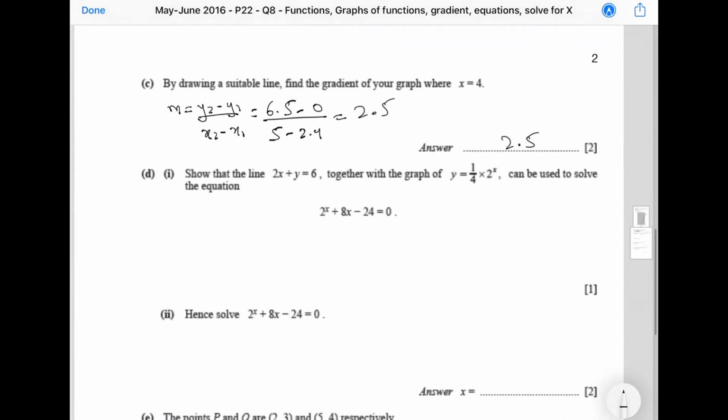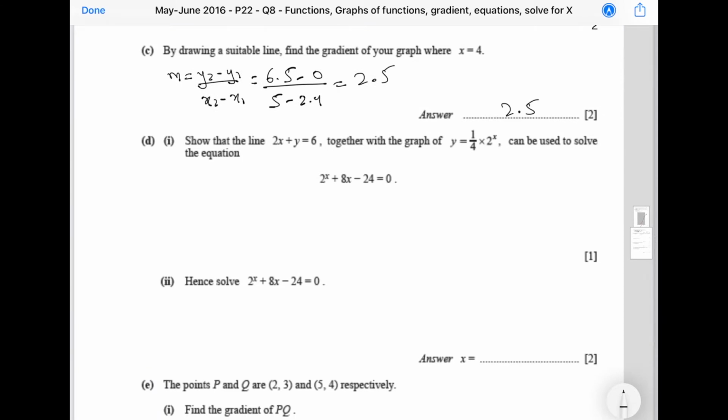The next part of the question says, show that the line 2x plus y equal to 6 together with the graph of y equal to 1 over 4 times 2 to the power of x can be used to solve the equation. And this is the equation. What they mean by this is, if we solve these two equations simultaneously, then I think we would end up at this equation. So let's do one thing.